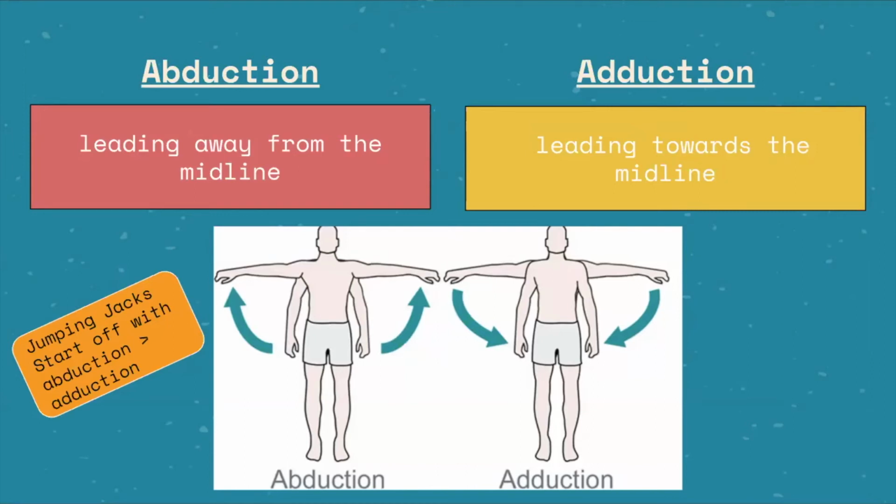Yeah, they kind of do sound the same, but abduction has an abduct word in it, and adduction has the adduct part. So adduction is leading towards the midline. You're bringing your arms down after you're done with a jumping jack. It's coming back towards the middle of your body. So when you're doing a jumping jack, you're starting off with abduction and you're ending it with adduction. Abduction, adduction, abduction, adduction. Try saying it multiple times. It's hard.